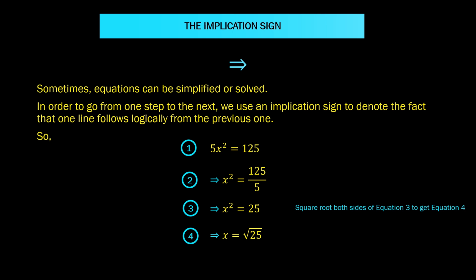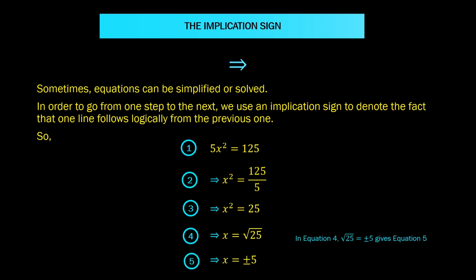Square rooting both sides of this equation gives us equation 4, which is x equals root of 25. And finally, this implies that x equals plus or minus 5.